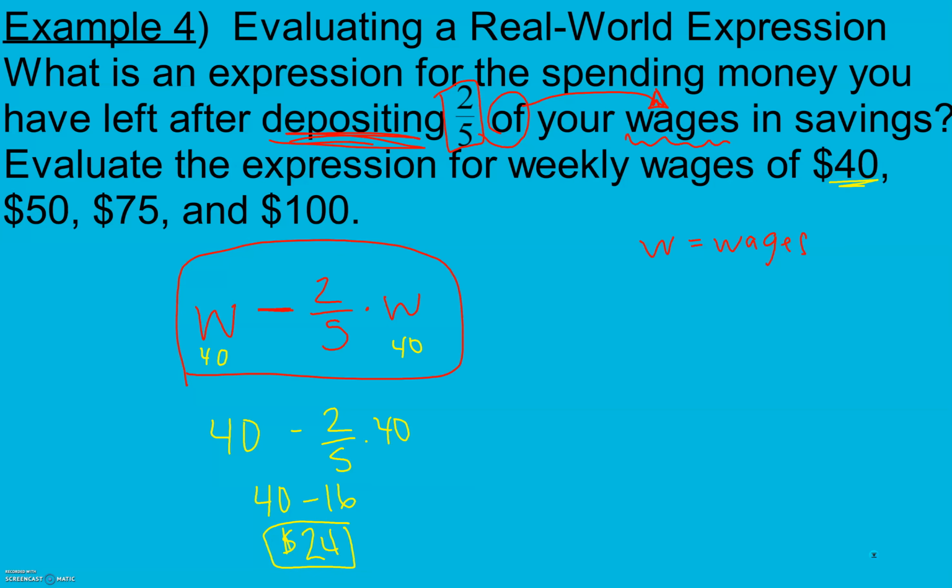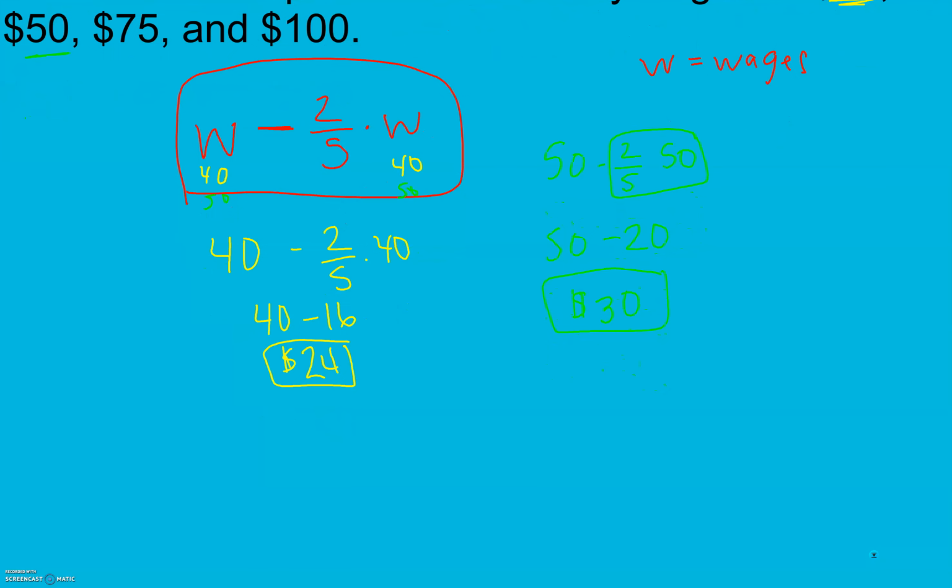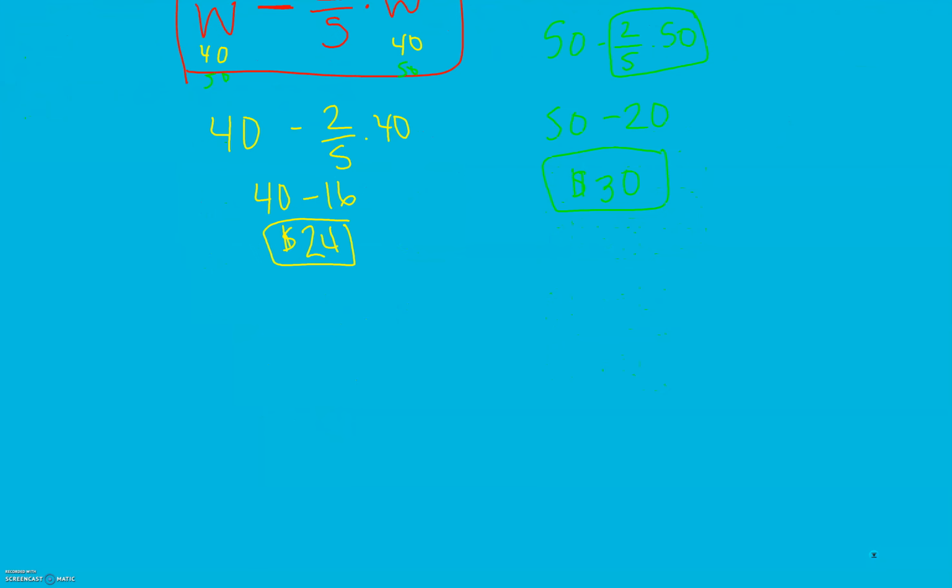Same thing if we did 50. We plug 50 in for W. We'd have to multiply before we could subtract. Here I get 20, and now I can subtract and get 30. And we can continue doing that with the 75 and the 100 as well. But it's the same idea there. We substitute in for our wages once we have our expression, and then simplify.